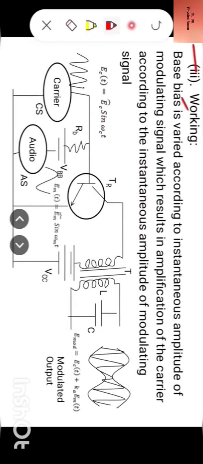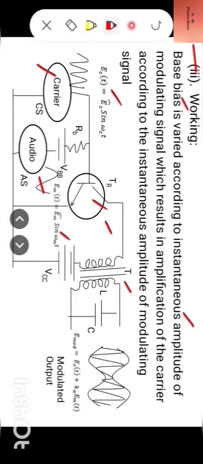Base bias is varied according to instantaneous amplitude of modulating signal, which results in amplification of carrier according to the instantaneous amplitude of modulating signal. Now, look at this diagram. Here we have the carrier which is ECT is equal to EC max sin omega CT, and from this side we have a modulating signal EMT is equal to EM max sin omega MT, and this modulating signal is mounted over carrier in the transistor which acts as modulator.